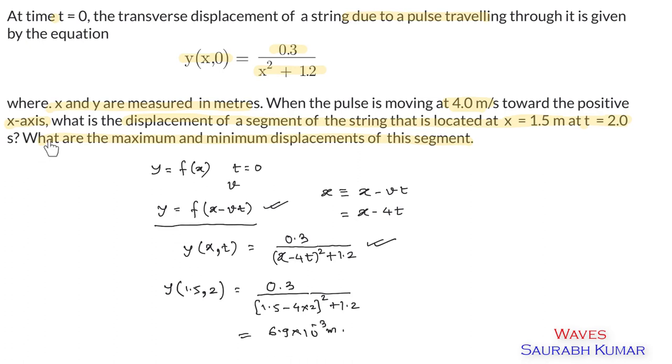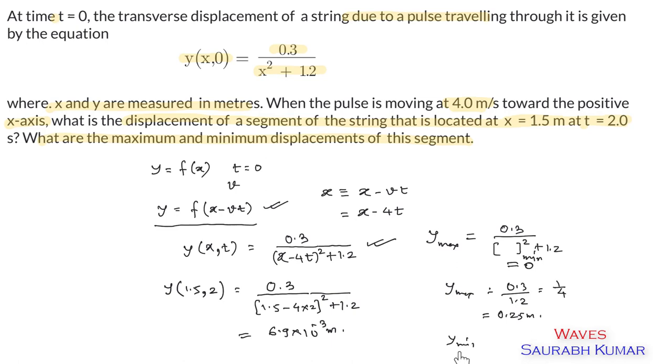Then comes next part, what are maximum and minimum displacement? To find maximum value of y, as discussed in previous case, numerator is a constant, so we have to find minimum value of this denominator. As denominator is a positive number, so its minimum value is 0. So y max will be equal to 0.3 by 1.2 equal to 1 by 4 equal to 0.25 meter. And as far as minimum value is concerned, minimum displacement is displacement when your constituent is at mean position. So minimum displacement will be equal to 0. So no calculation is required there.